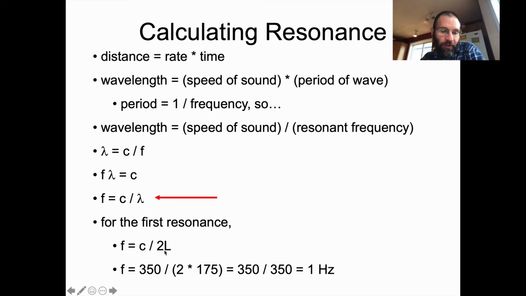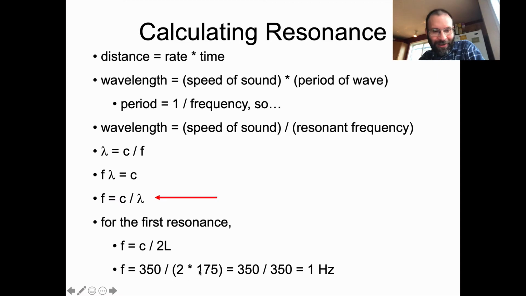L, we stipulated, is going to be 175 meters, because we have ridiculous scenarios to make the math easy, and the speed of sound is 350 meters per second. I'm not writing out units here. It may help you to do that. I'm just trying to make this look a little bit cleaner because they wind up canceling out in the end. So f equals 350 divided by 2 times 175.